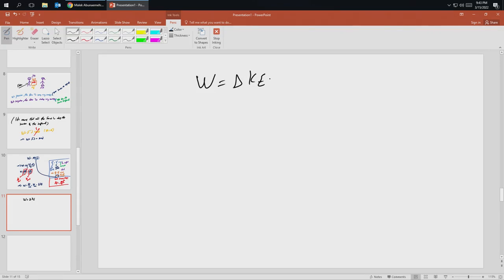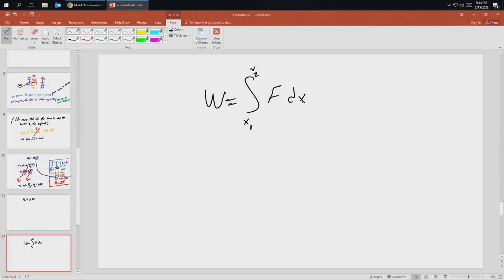Now, looking at a different definition, we can define it from the hydrogen atom, Bohr's model. Basically, your work is defined as your integration from your initial x1 to your final x2, I'll just use 1 and 2 for initial and final, from one point to another, of force, dx.